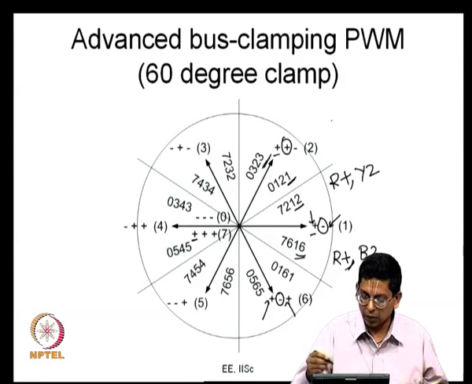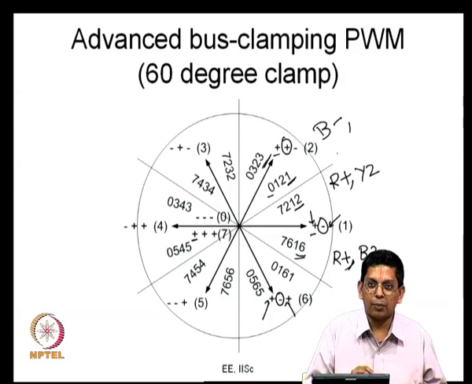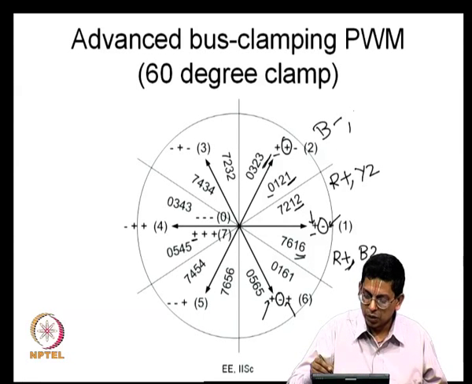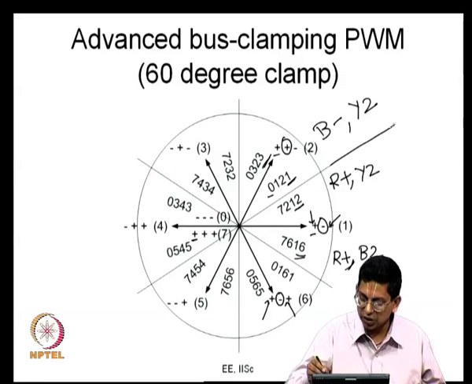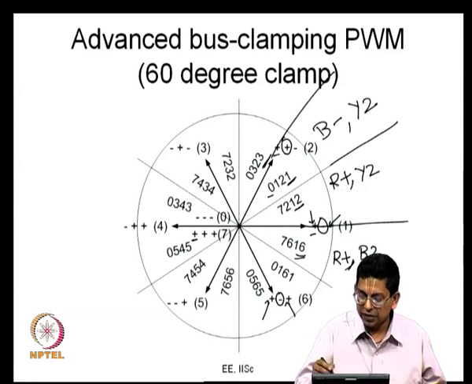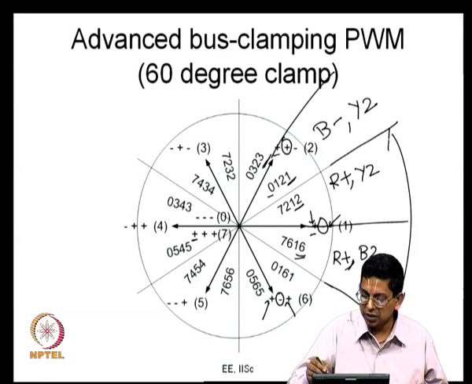Let us go back to our sector 1. In sector 1, what happens when you use 0 state 0? It is clamped like B negative. This is very similar to the 60 degree clamp before. Now, which phase switches twice? Y phase switches twice. And this is the 0 crossing of Y phase. So, what you can see is R phase is clamped. Where is R phase clamped? R phase is clamped during the middle 60 degree duration.